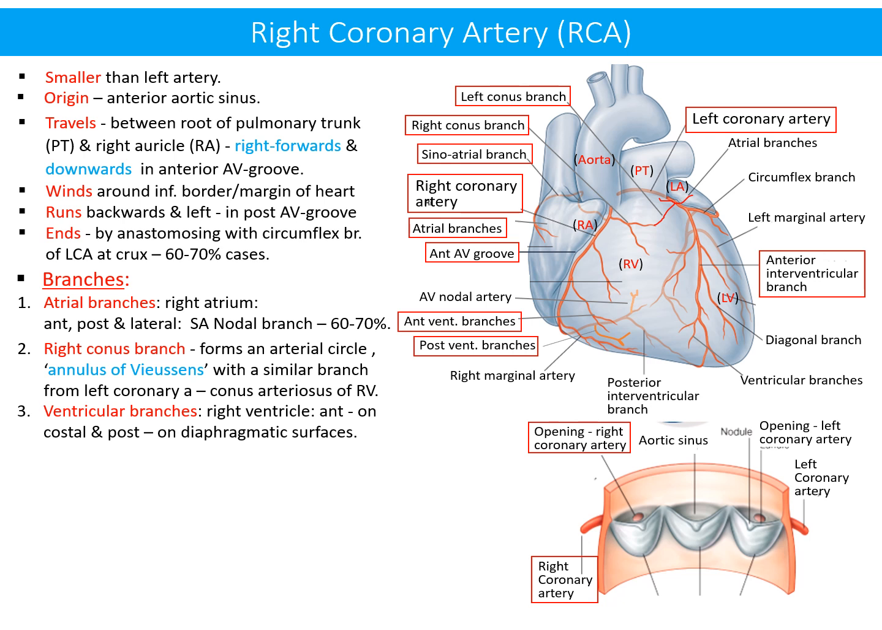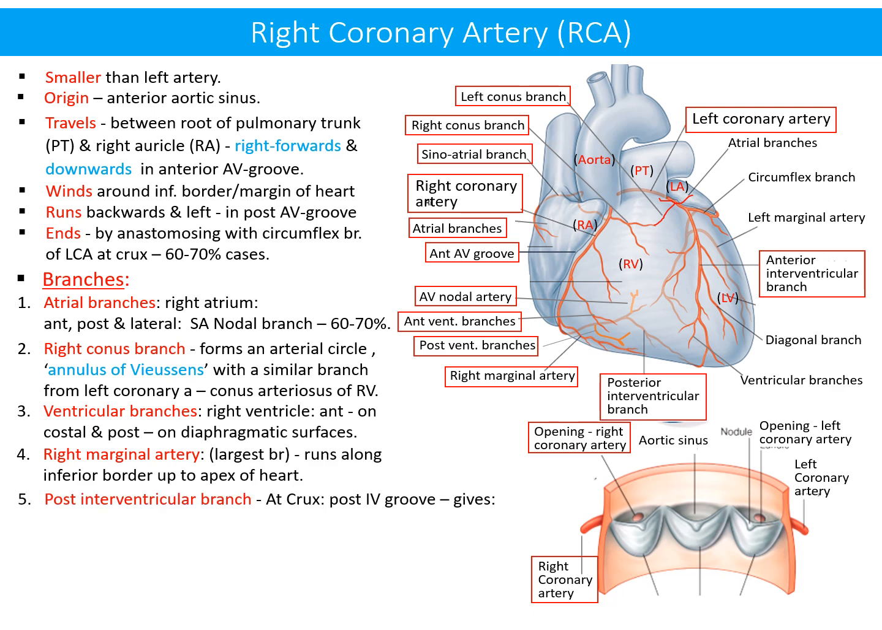Third are the ventricular branches. These are anterior on the costal surface and posterior on the diaphragmatic surface to the right ventricle. Number fourth, the right marginal branch, which is the largest branch of the right coronary artery. It runs along the inferior border up to the apex of the heart.